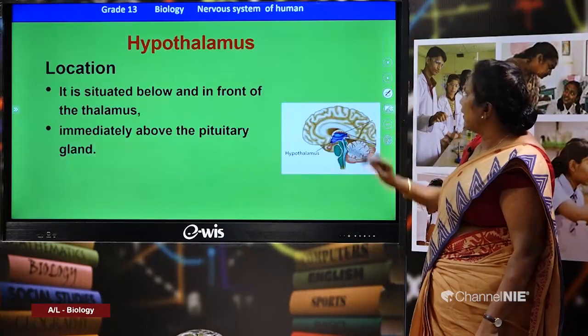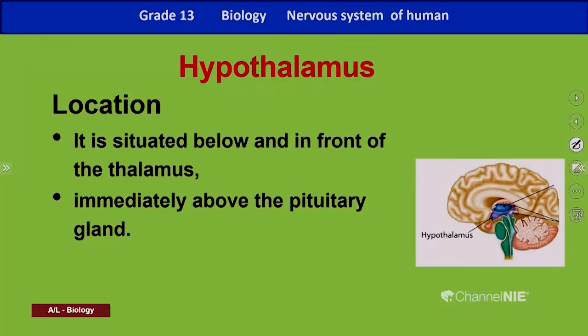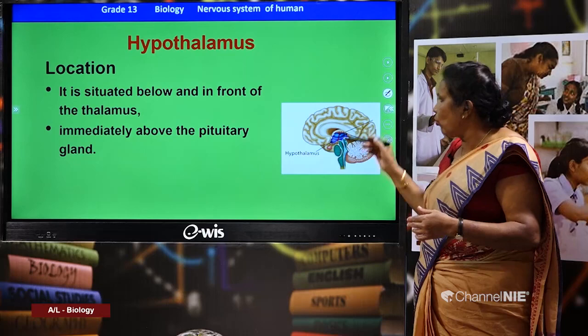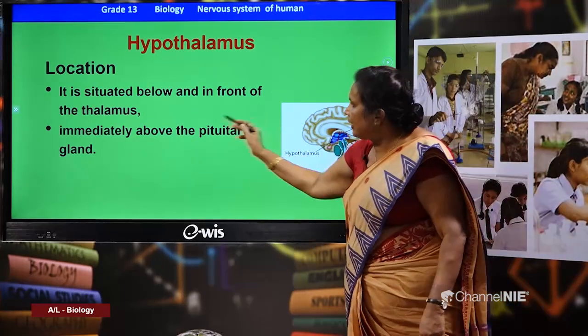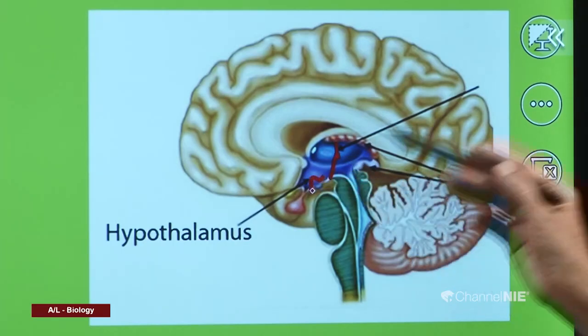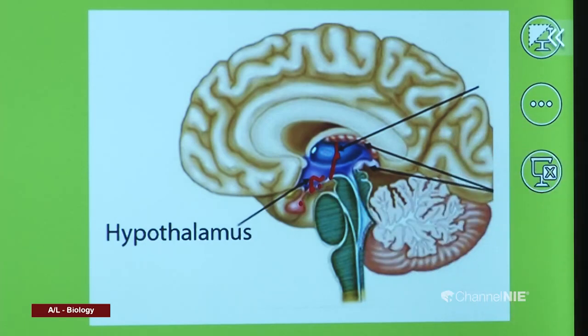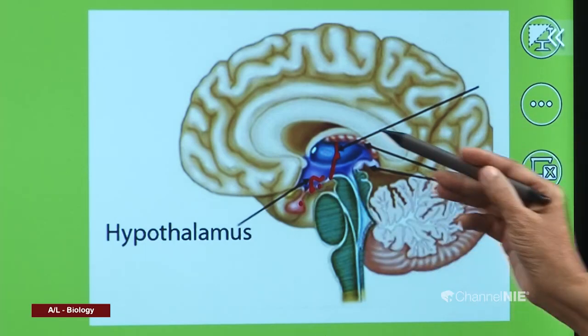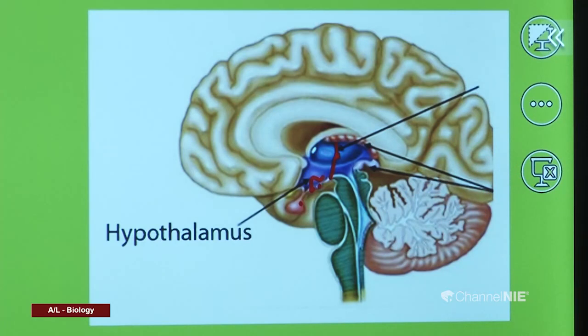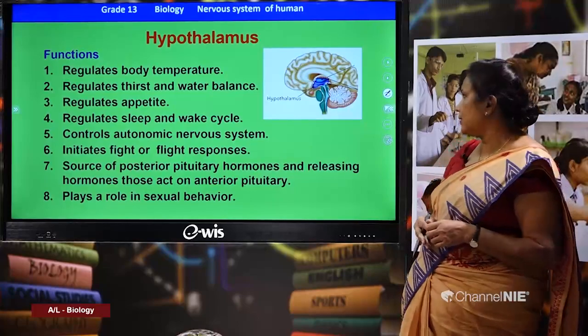Okay. Then I move into the hypothalamus. As I explained earlier, the hypothalamus is situated in front and a little bit below, right? Below and in front of the thalamus. You can see this is the thalamus, this area is the hypothalamus and immediately above it is the pituitary gland, right? That is also very clear. Understood? Now I am going to explain the functions of the hypothalamus, right?